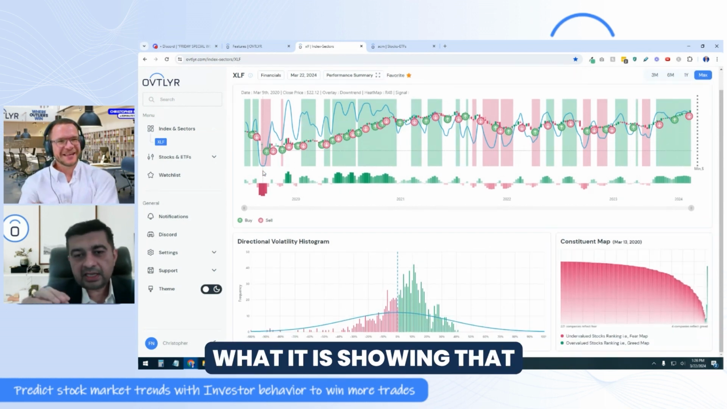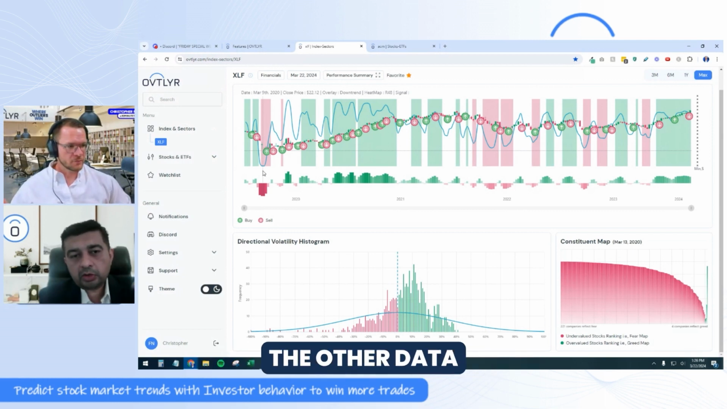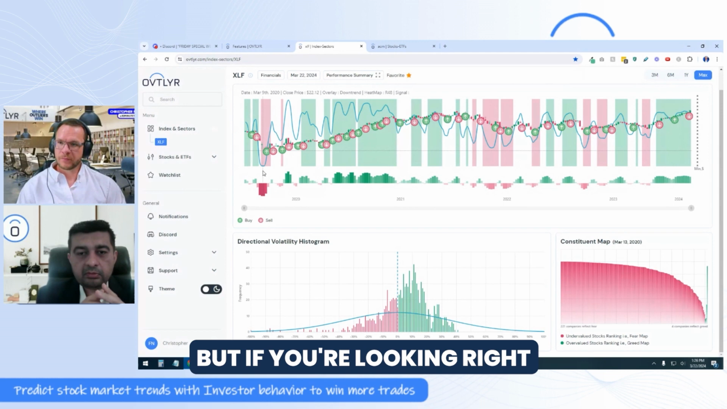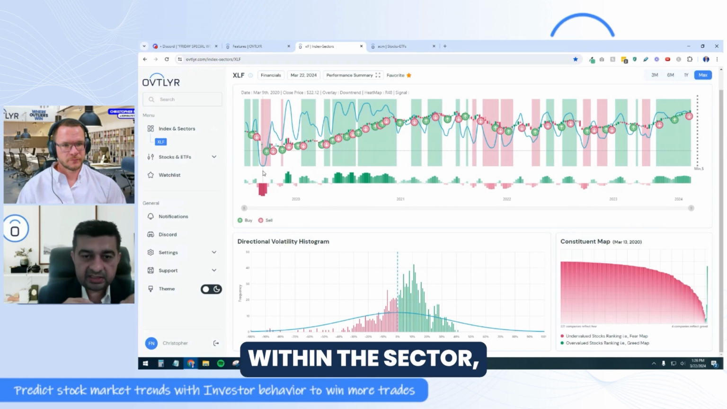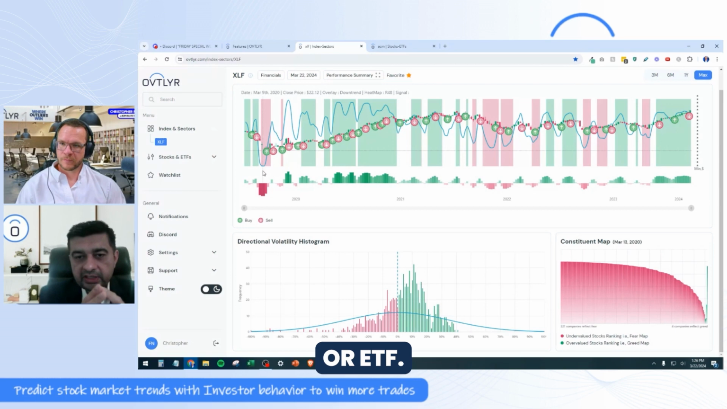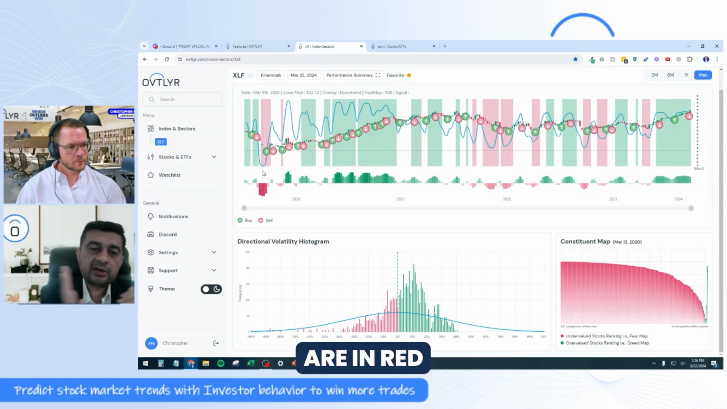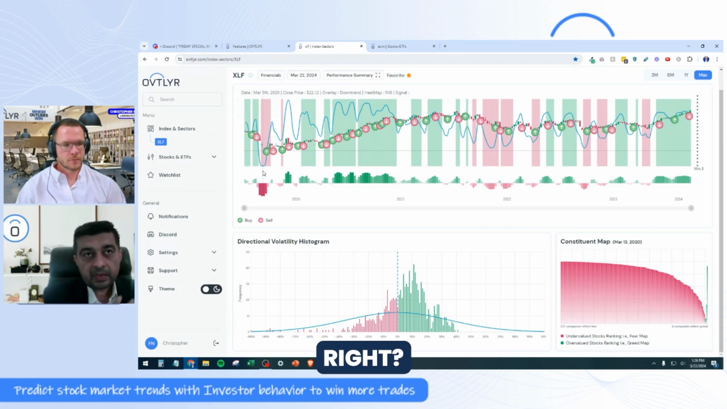What it is showing is that at this point of time, think about it, go back to that time. We'll talk about the other supporting data points. But if you're looking right here, what you will see is that a lot of companies within the sector, because it's a constituent map, it consists of stocks which are in that sector or ETF, a lot of the companies are in red, meaning a lot of these companies are exhibiting fear, right?